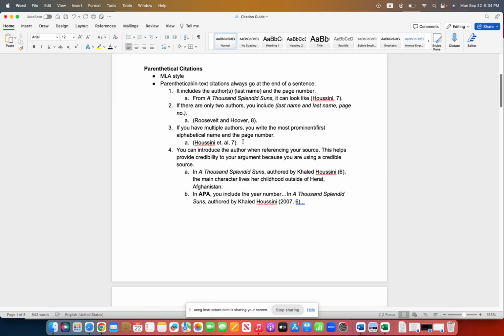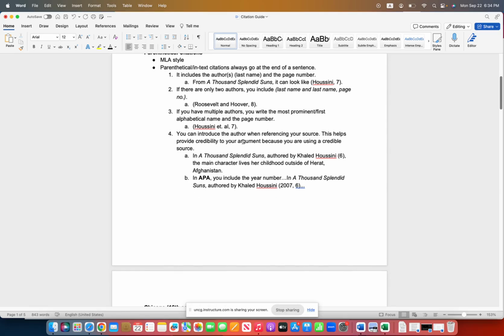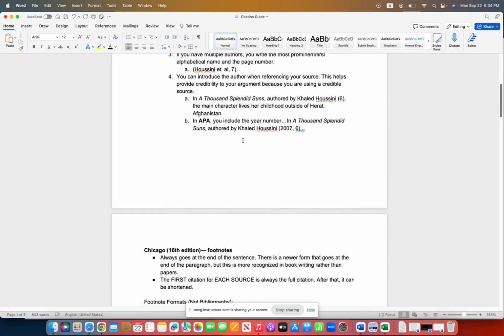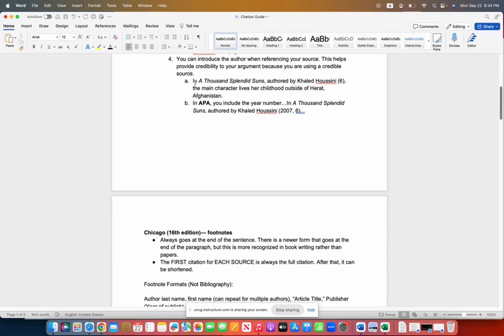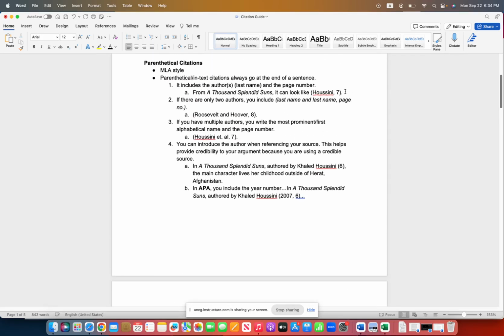So parenthetical citations, this is going to be your MLA and APA. I'm going to leave this in here for you guys to look over. But what I want you guys to notice, first off, is it goes at the end of a sentence, right before the period: author last name, comma, number.